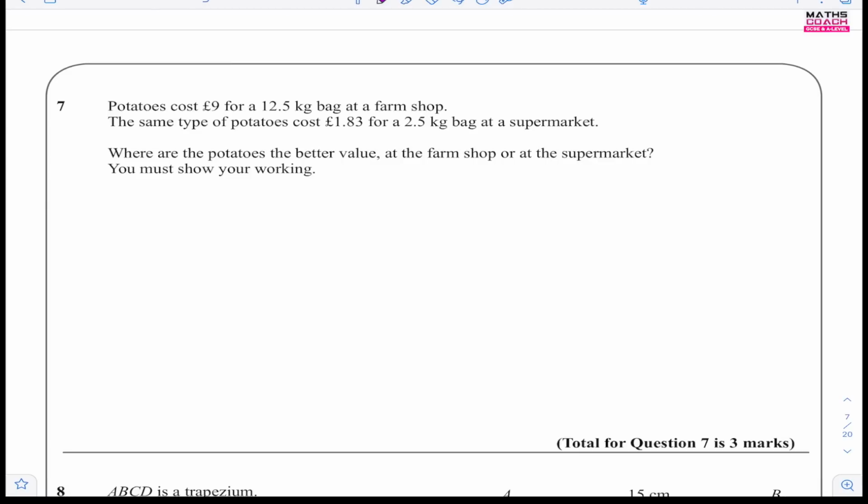Okay, so question 7. Potatoes cost £9 for a 12.5 kilogram bag at a farm shop. The same type of potatoes cost £1.83 for a 2.5 kilogram bag at a supermarket. Where are the potatoes the better value, the farm shop or the supermarket?